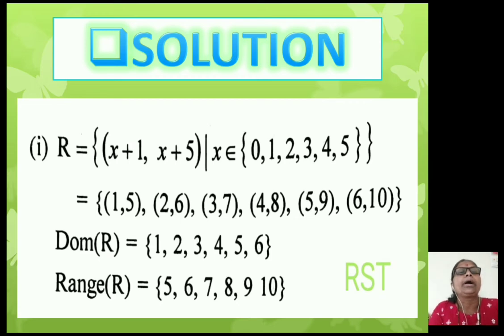Here the domain of R, you know, contains the first element of the ordered pairs, so the domain of R equals {1, 2, 3, 4, 5, 6}, and the range of R, which is the second component of the ordered pairs, equals the set {5, 6, 7, 8, 9, 10}. Thus we have calculated the domain and range of the given relation.